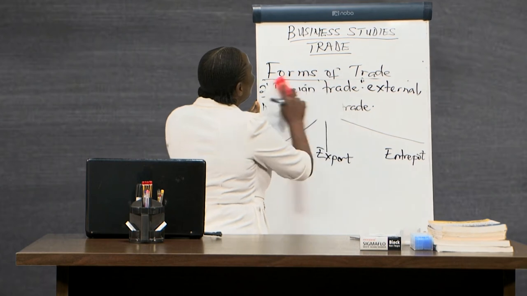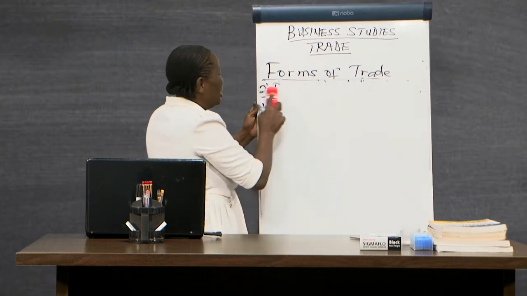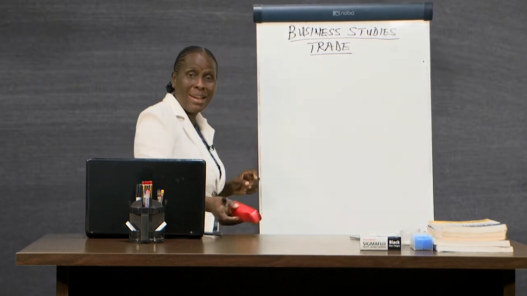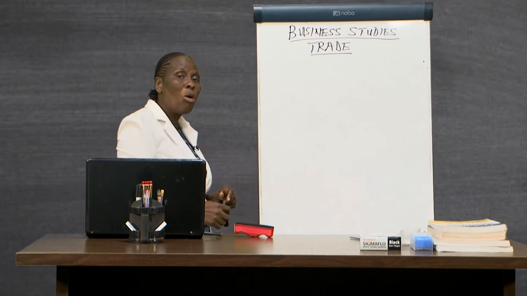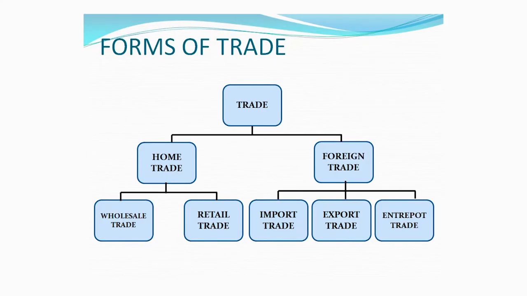Now, having looked at this, I want us to draw a diagram together to show the forms of trade. This is the diagram that shows the divisions of trade, or the forms of trade. Trade being divided into home trade and foreign trade. Home trade being subdivided into wholesale trade and retail trade. And foreign trade into import, export, and entry port.